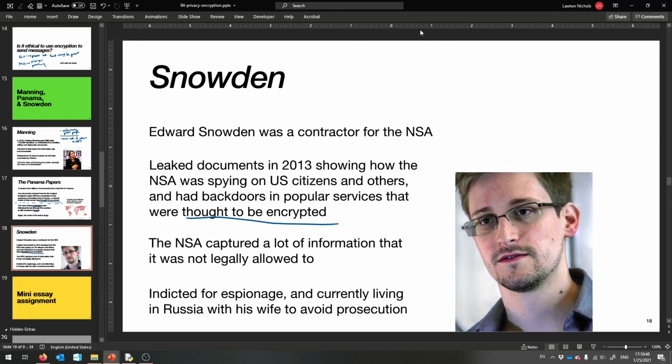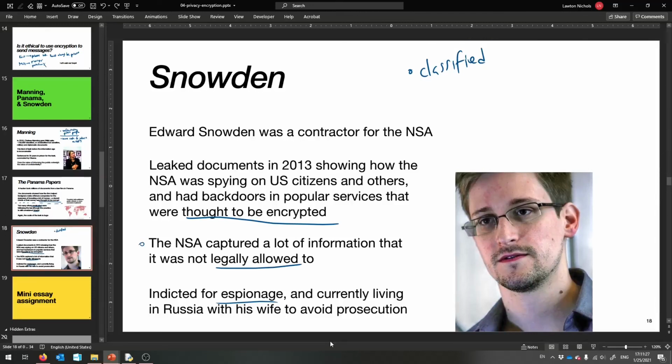And so this was all highly, highly classified. Let me say that. All of it was classified. So the NSA, though, was breaking the law. They were not allowed to do this, given the laws at the time. They captured a bunch of information that it was not legally allowed to capture. Okay? So Snowden was indicted for espionage. That was how they charged him for leaking all these classified documents, because obviously there are laws against leaking such things. And he's currently living in Russia with his wife to avoid prosecution.